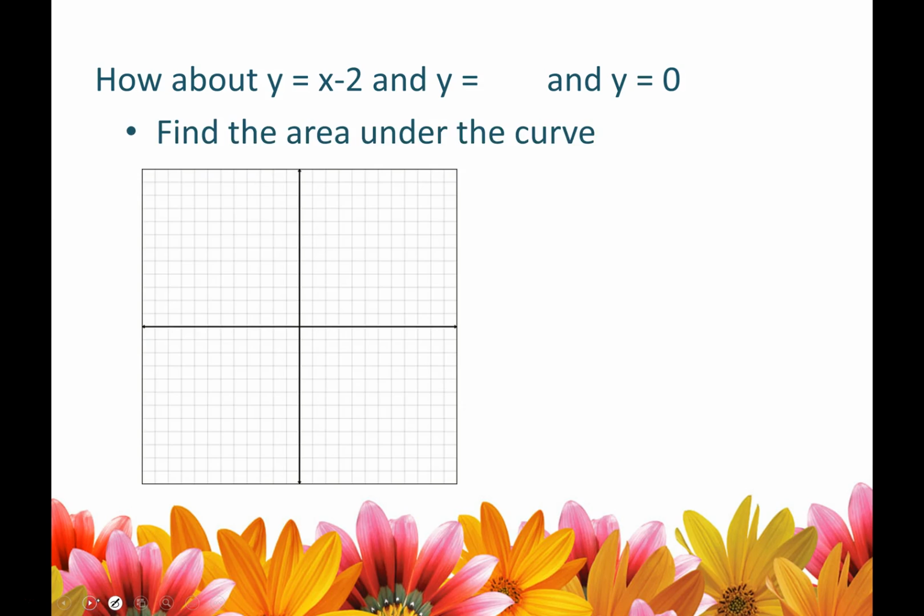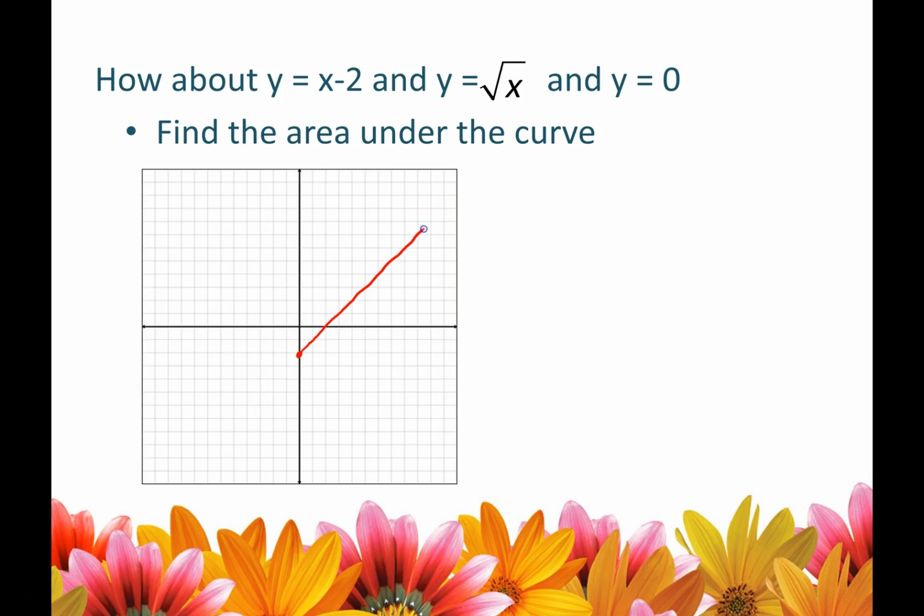All right, how about y equals x minus 2, y equals the square root of x, and y equals 0. Find the area under the curve. Well, to do that, we first have to graph. So my y equals x minus 2, I start here, and then I just draw my line.